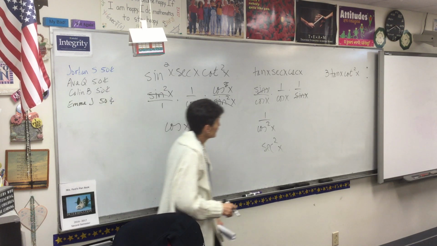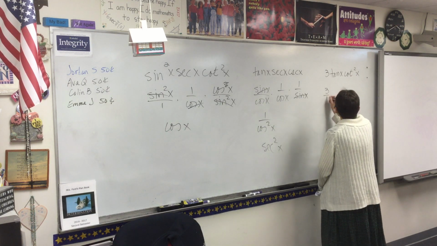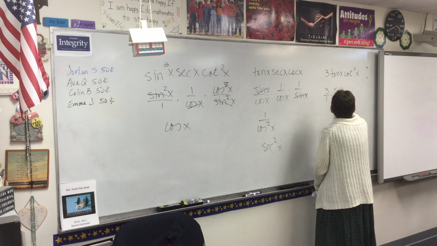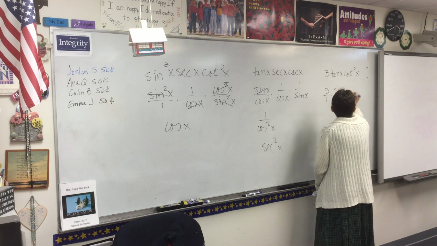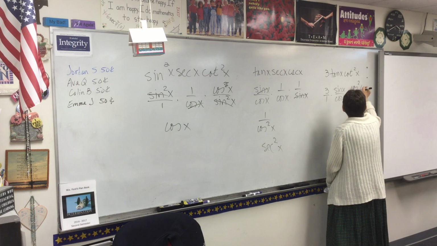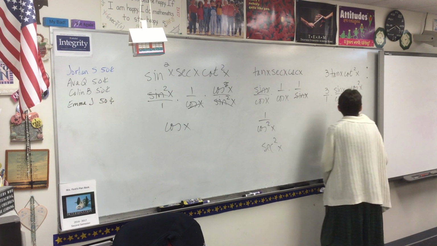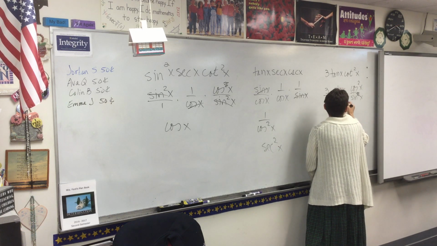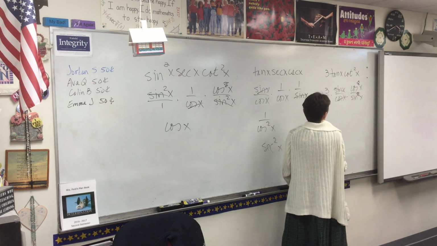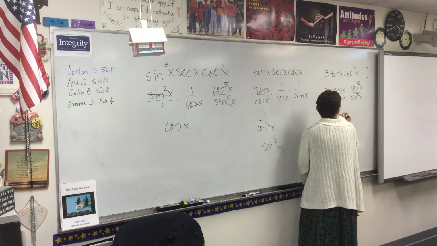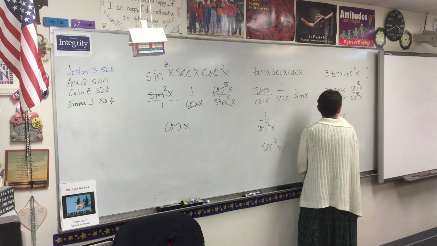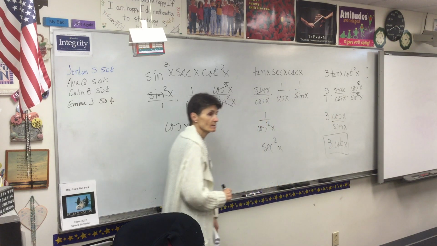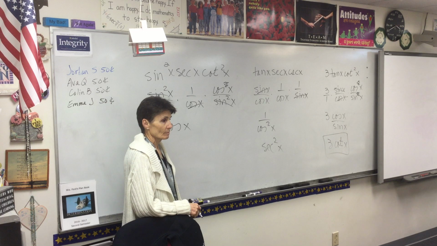All right, how about this one? What do we have here? We have 3 over 1 times sine over cosine times cosine squared over sine squared. So one of the sines will cancel, one of the cosines will cancel. So I have 3 cosine over sine, or 3 cotangent. The 3 just hangs around, nothing happens, it just comes along.